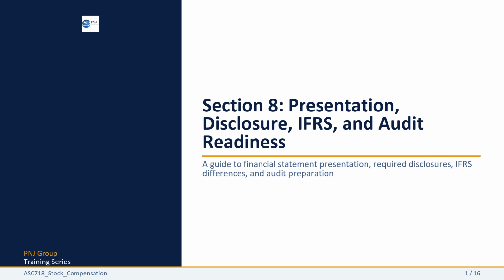Welcome to Section 8, the final content section of our ASC 718 training series. In this section, we bring together how SBC appears in the financial statements, what disclosures the standard requires, where US GAAP and IFRS 2 align and diverge, the most common mistakes practitioners make, and what auditors will expect to see when they review your SBC accounting. This is where everything in the series comes together.